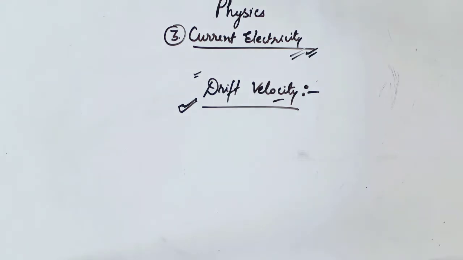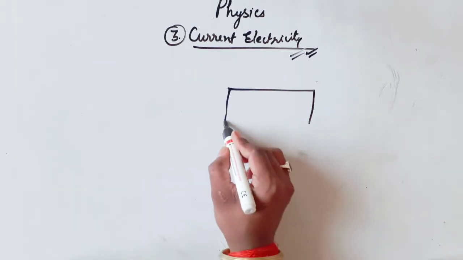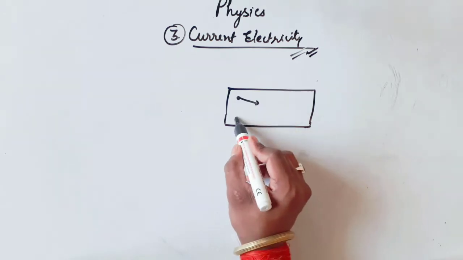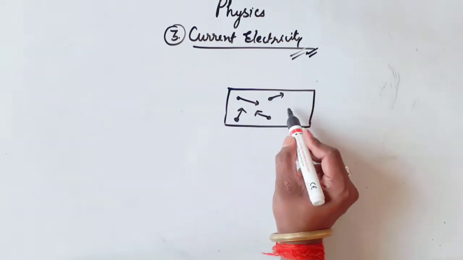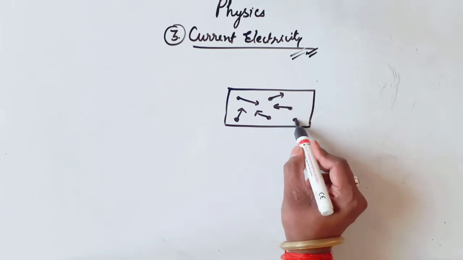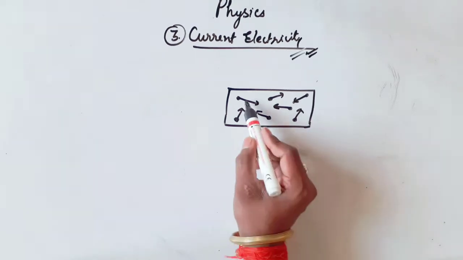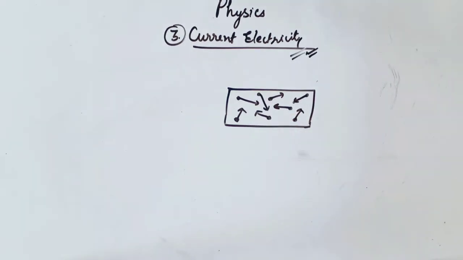So friends, firstly, what do you mean by drift velocity? As you know, in any conductor there are many free electrons present which move here and there randomly with their thermal velocity, which is a very high velocity, which I have already discussed in my previous video. So each and every electron will move in a zigzag path, not in a fixed direction.